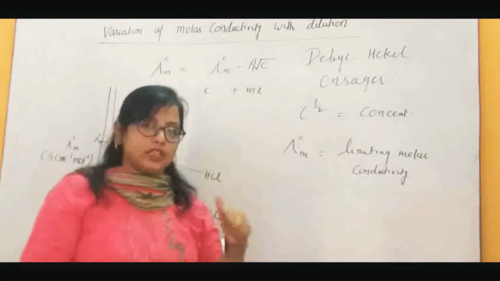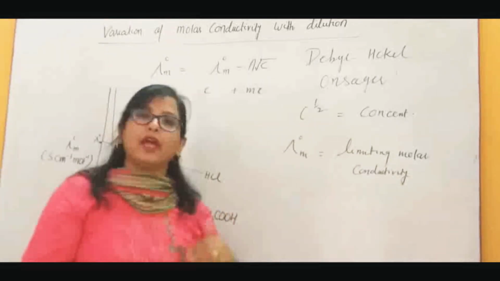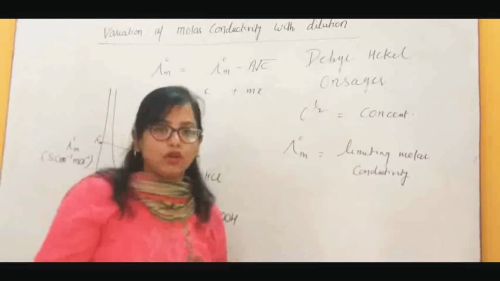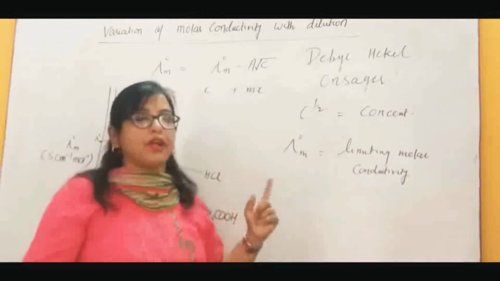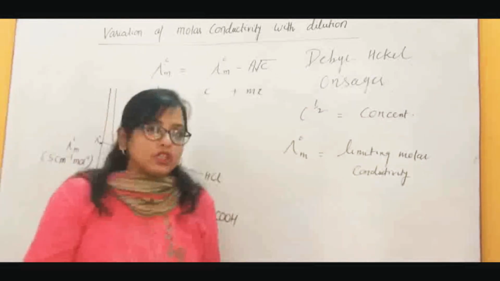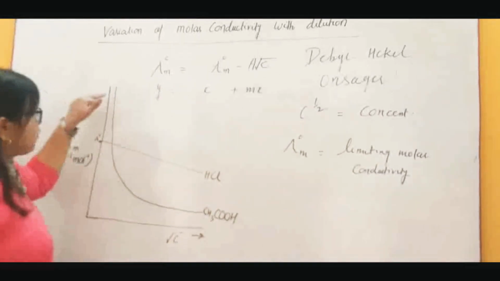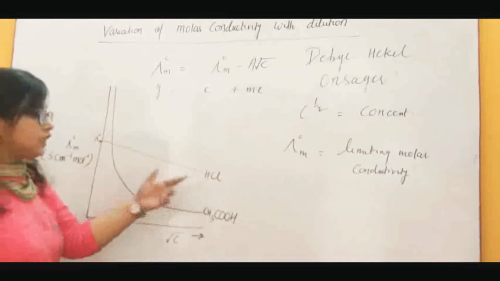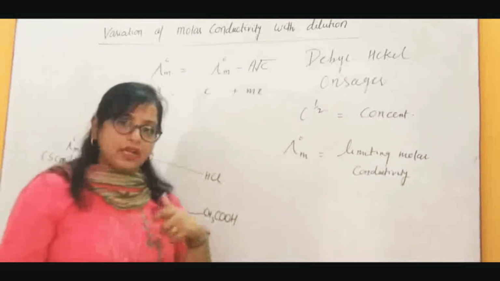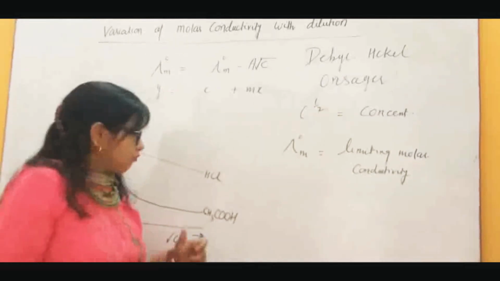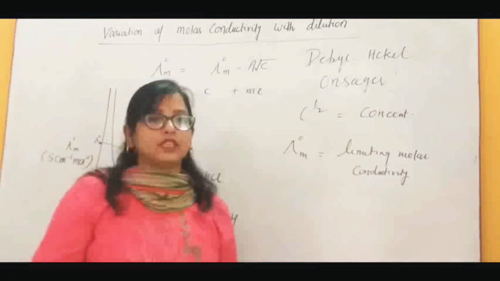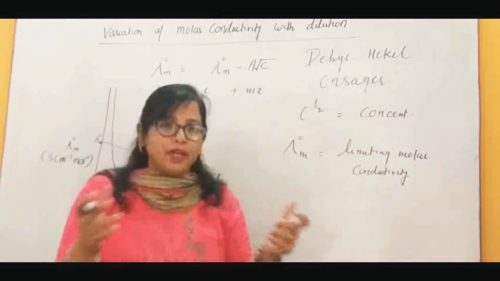HCl gave its lambda naught m by using this graph. Any electrolyte which is strong in nature shows its lambda naught m value by using this graph, and any weak electrolyte cannot give its lambda naught m. Now what is the reason for the sharp change in the weak electrolyte? Because HCl already has a particular fixed amount of ions in its solution. So after dilution it only raises the mobility of ions.